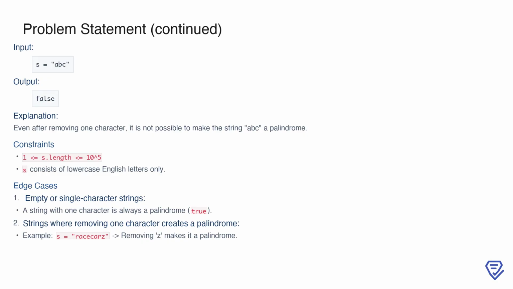Even if we remove one character, there is no way to rearrange or modify the string to make it a palindrome. Removing A leaves BC, removing B leaves AC, and removing C leaves AB, none of which are palindromes. Therefore, the output in this case would be false. Understanding this helps us see that not all strings can meet the condition with just one deletion, especially when the characters are too varied or asymmetrical.